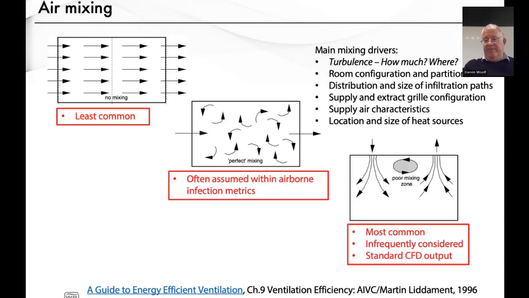And then there's poor mixing zones, something that's not perfectly mixed. It's not a plug flow. This is possibly the most common. If you've got stagnation zones in a room, for example, it's infrequently considered, but it is a standard CFD output.